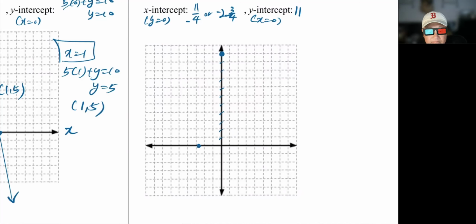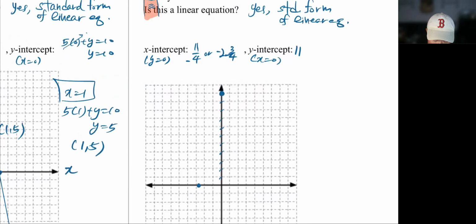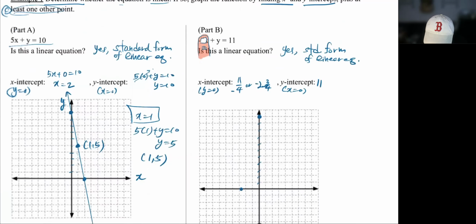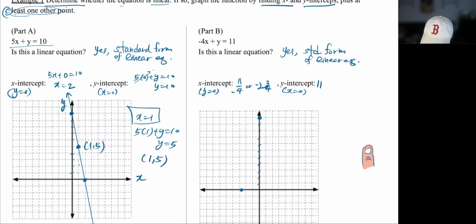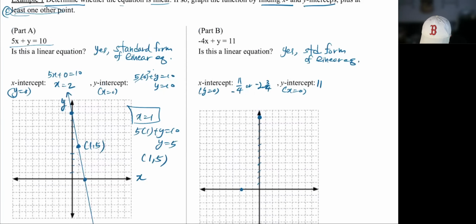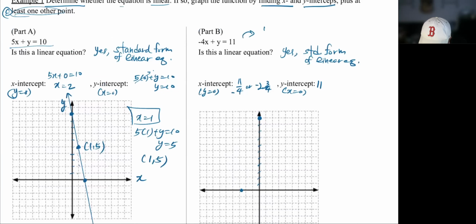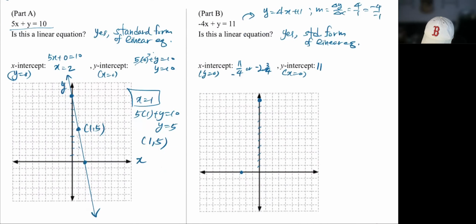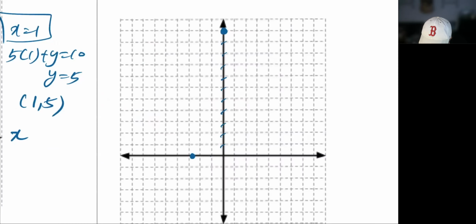Okay. Now, even after you answer the question, it's okay for you to use a different technique to confirm that your answer is correct. If you solve for y, in this case, it's y equals 4x plus 11, and the slope is what? Change in y over change in x is equal to 4, or 4 over 1, or simply negative 4 over negative 1.